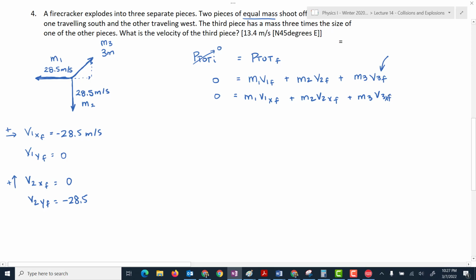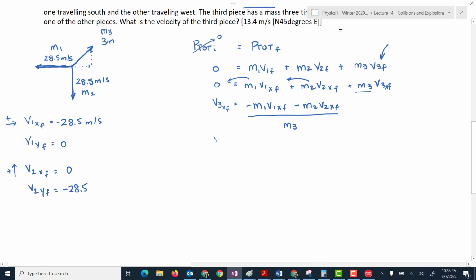So I'm going to rearrange the equation, and I end up getting v3 final is equal to, when I bring everything to the other side, it makes it negative m1 v1x final. When I bring this to the other side of the equals, it also becomes negative m2 v2x final. And then I need to divide by this m3 over here. Divided by m3. So that's my v3 x final. So I'll put a little x there so it's more clear. v3, just the x component.